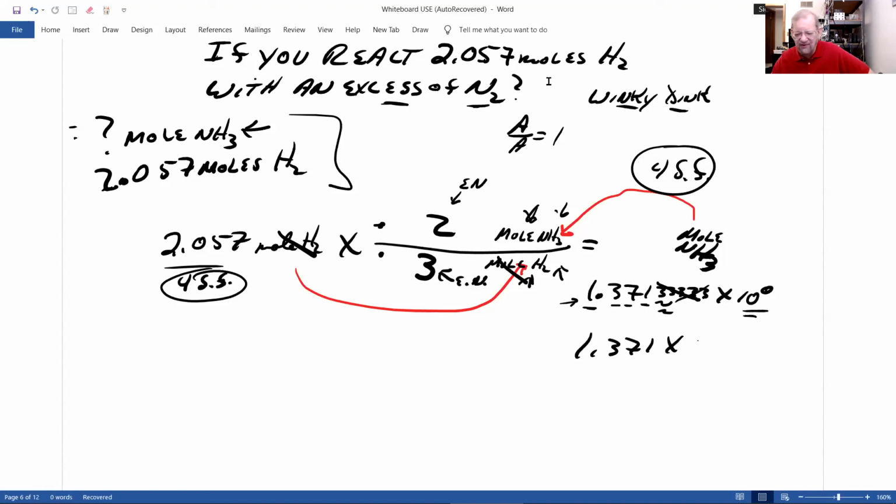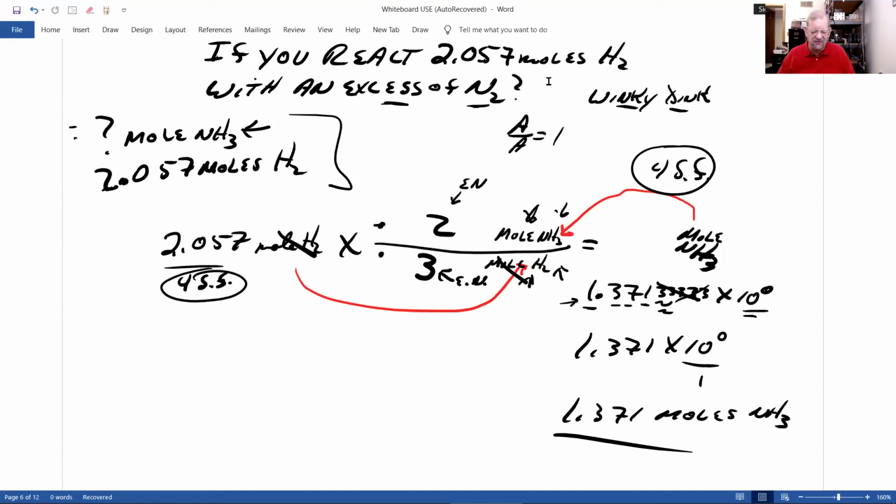1.371 times 10 to the 0. Remember, this is just the number 1. You could have also written on the test this. Either way, that's how many moles of ammonia. And that's how you do these.